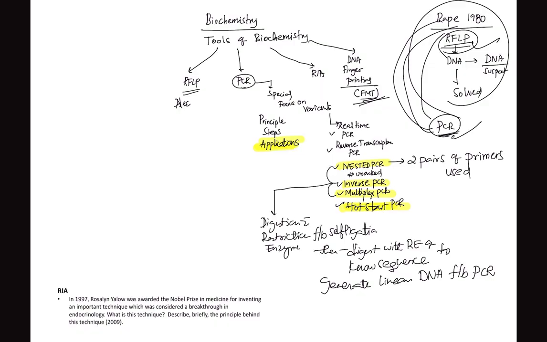So what kind of questions are asked in RFLP, PCR, and radioimmunoassay? For these tools of biochemistry, they're asking 3 things: what is the principle, what are the steps, and what are the applications. Principle, steps, and applications. There is one more area where I have seen a lot of questions coming, that is variants of PCR, a special focus on variants of PCR.